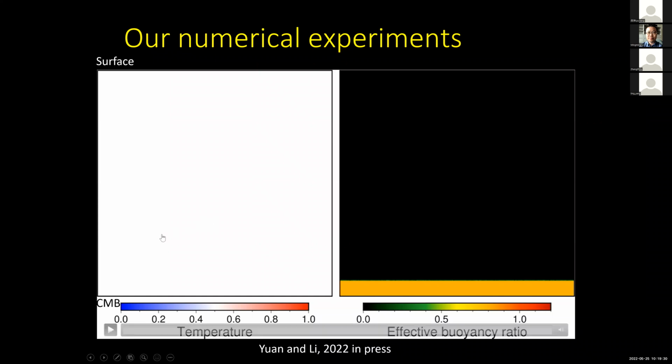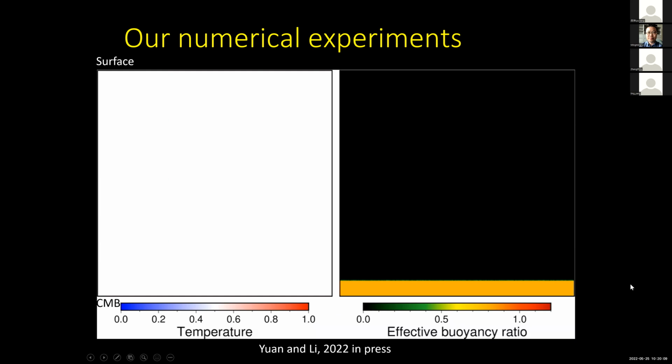In this slide, the left one shows the initial temperature field. It's all white right now, and white means the temperature equals 0.5. It's a non-dimensional temperature, where 0 means zero degree surface temperature and 1 means the maximum temperature, maybe the CMB temperature, and 0.5 is something in between. The right panel shows the compositional field. The black color means background mantle material, and the yellow color means the thermochemical pile material.